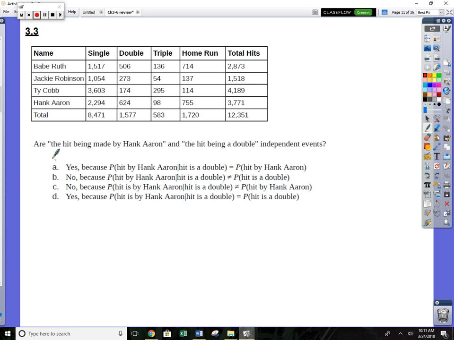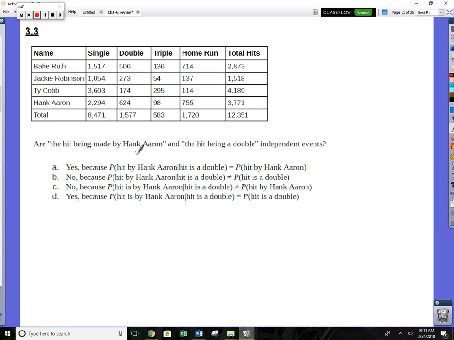3.3, here we go. Are the hits being made by Hank Aaron and the double independent? So it's multiple choice, A, B, C, D. So Hank Aaron, here we go. These are Hank Aaron's hits, and these are the double hits.